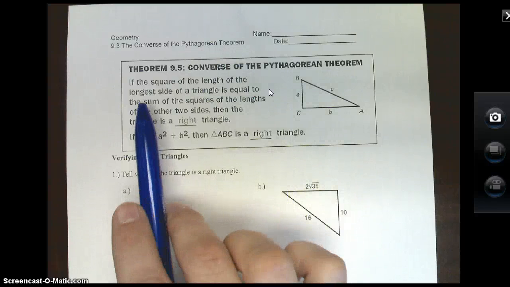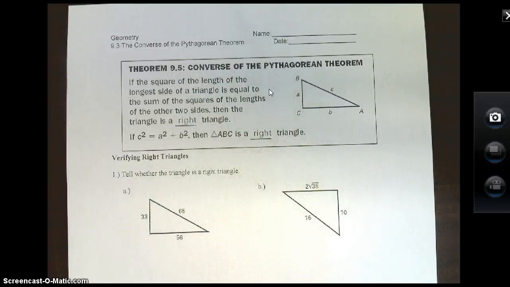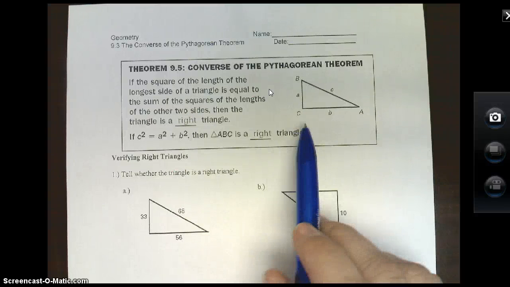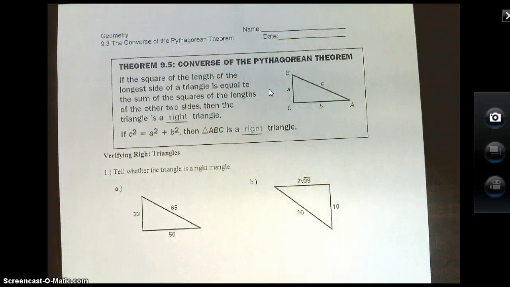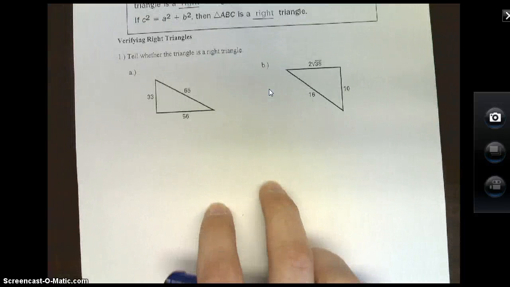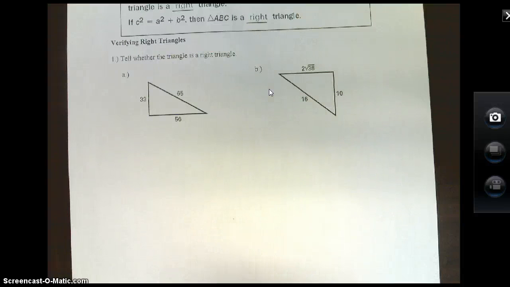So let's look at this formally. If the square of the length of the longest side of a triangle is equal to the sum of the squares of the lengths of the other two sides, then the triangle is a right triangle. So that's basically what we're doing. We're proving this is a right triangle. Now the good news is we're not doing a formal proof here, but you're basically using the Pythagorean theorem to show whether or not a right triangle is there.